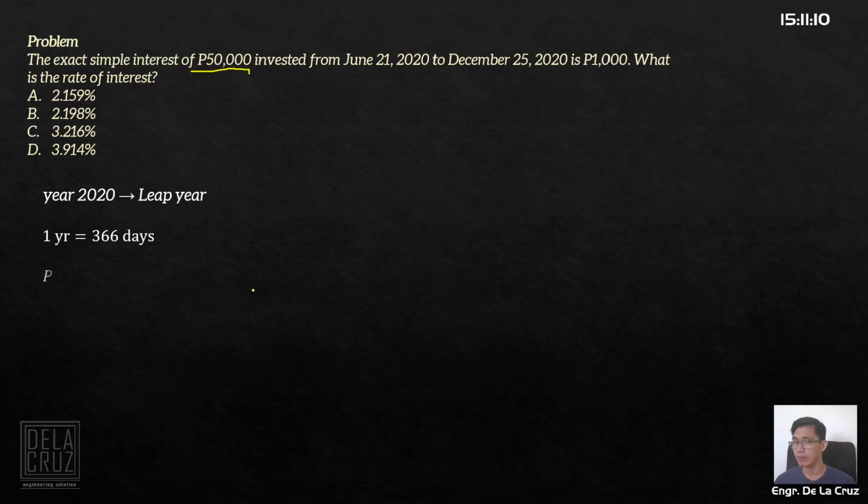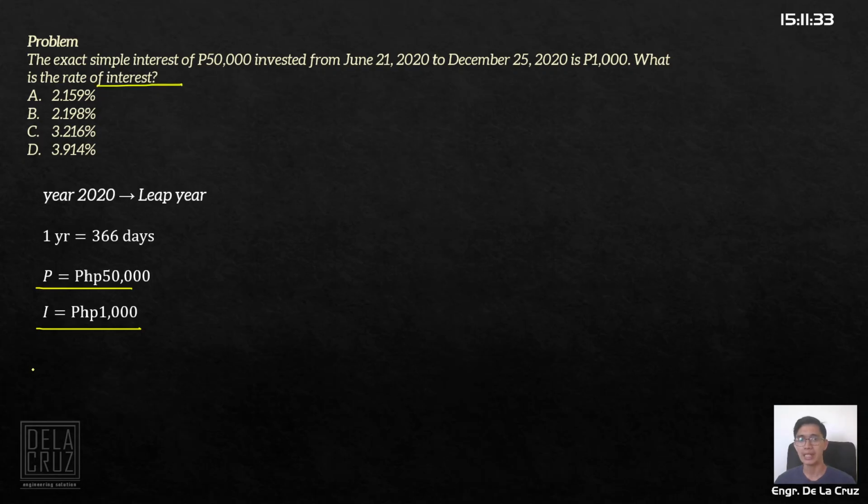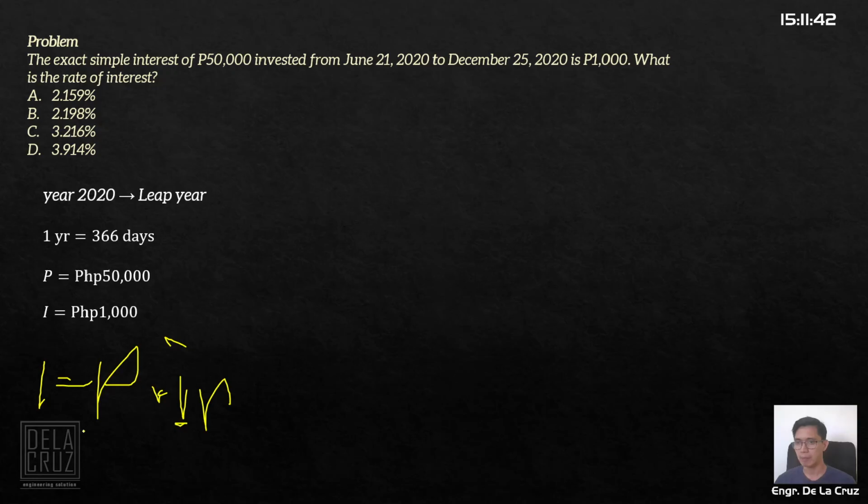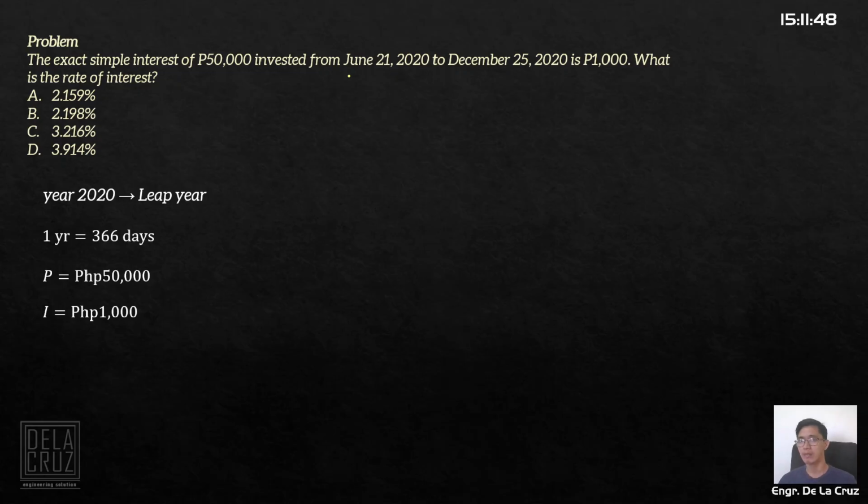Now, 50,000, that's the present or principal amount. Yung interest daw, from the time span June 21 to December 25, yung interest or yung tubo is 1,000 pesos. Okay, so meron kang interest, meron kang present worth. Hinahanap natin dito is the rate of interest I. Alam natin yung I is P times I N. Ito yung hinahanap. Meron tayo nito. Yung N yung hahanapin natin. That's the number of days from June 21 to December 25.